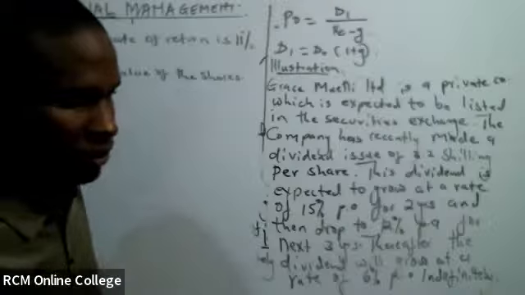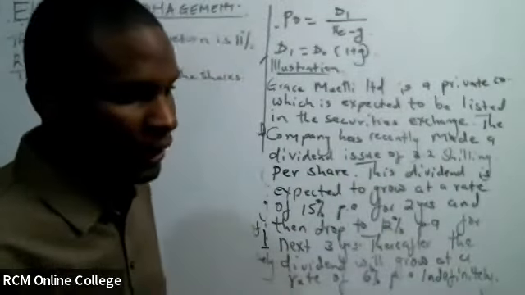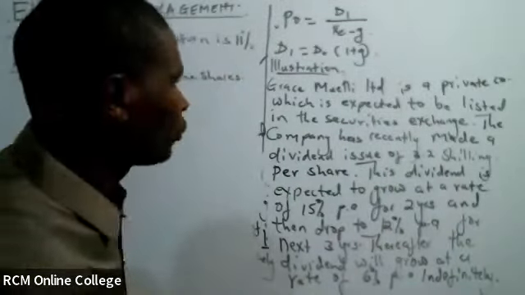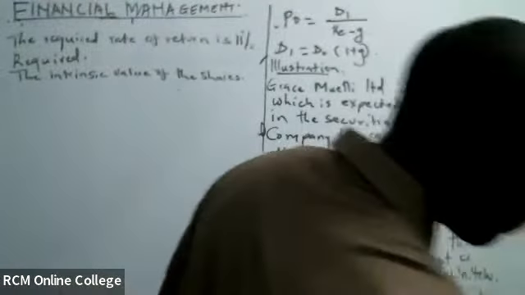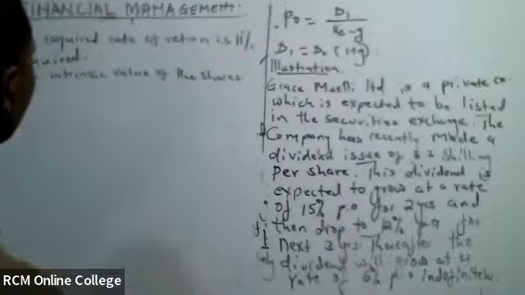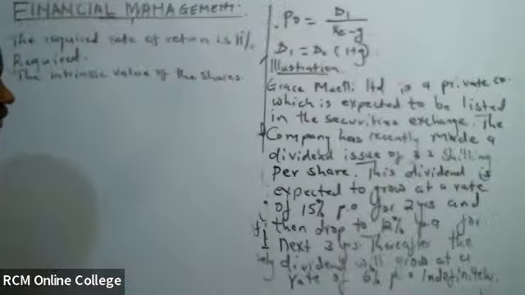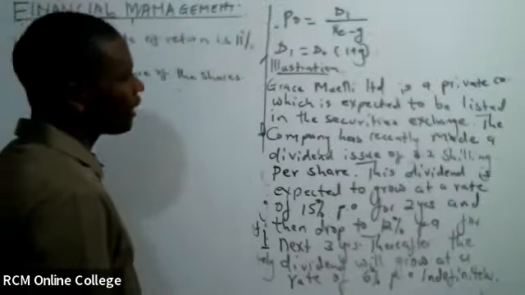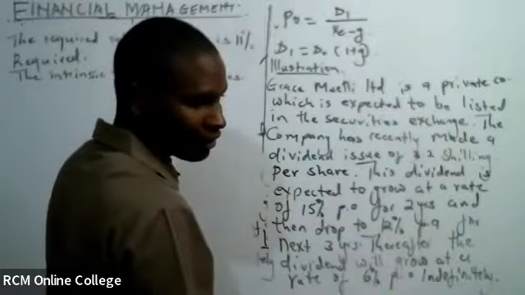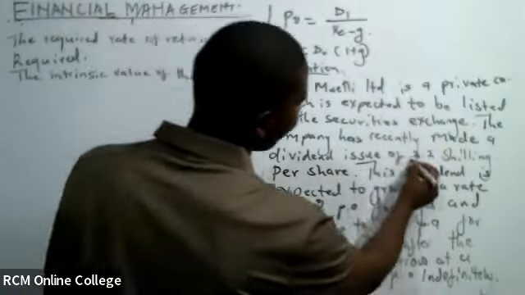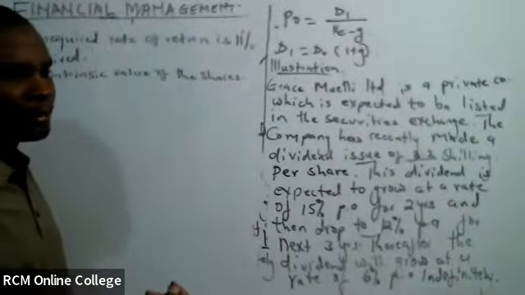That's good. Now, from our question, I just want to ask you some few questions here. We have been given a dividend of 3.2. Is it a current dividend or an expected dividend?